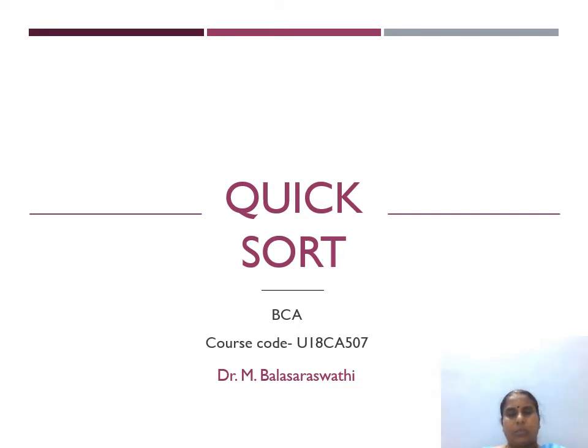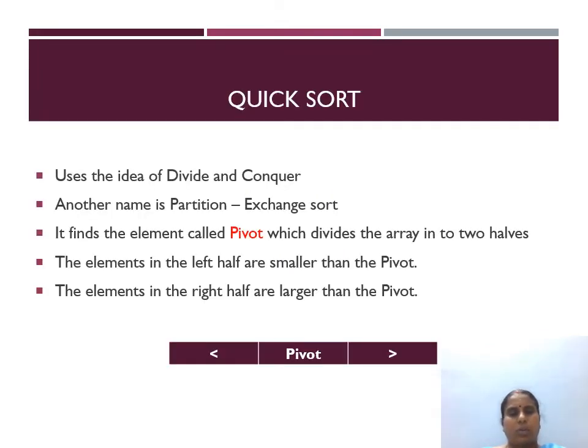Hi, the topic is quicksort. Quicksort is a sorting algorithm and it is based on the concept of the divide and conquer method. Here, the divide and conquer method is nothing but dividing the problem into subproblems. Each subproblem can be solved separately and finally combined together. The other name for quicksort is partition exchange sort.